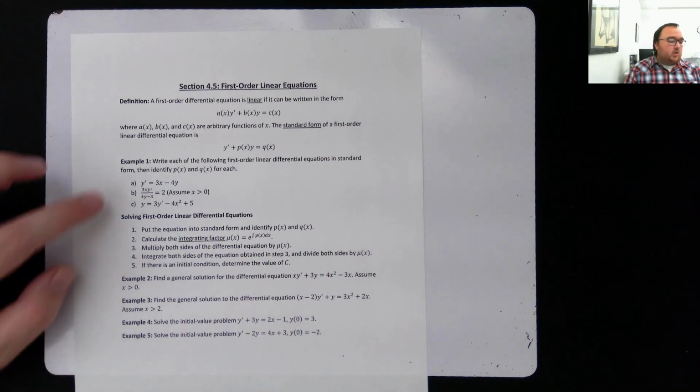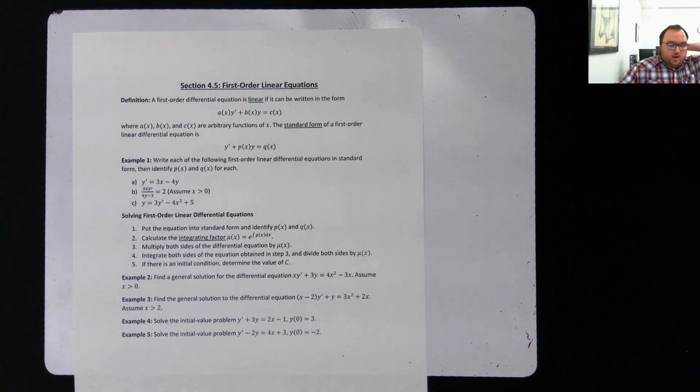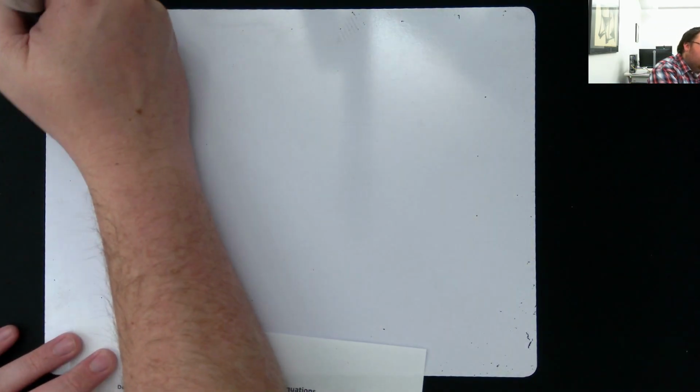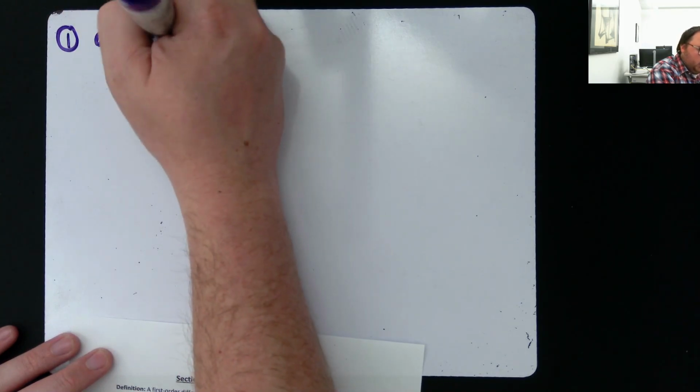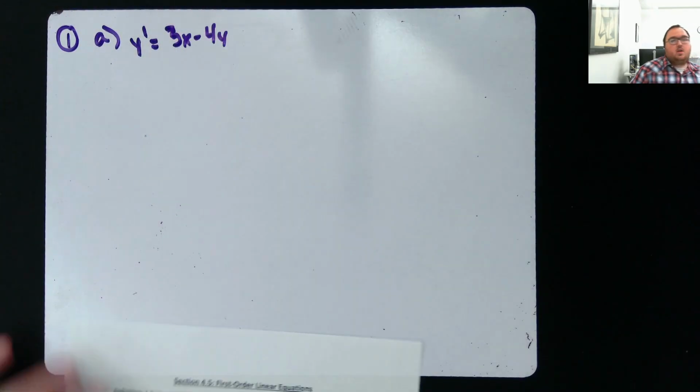Okay, so that's what I want to do on all of these. Example 1, we are going to rewrite all of them into standard form and then state what p of x and q of x are. So 1a is y prime equals 3x minus 4y.